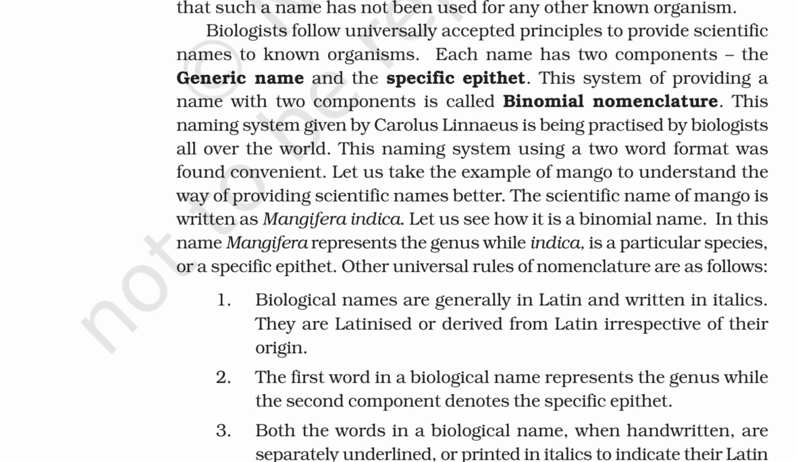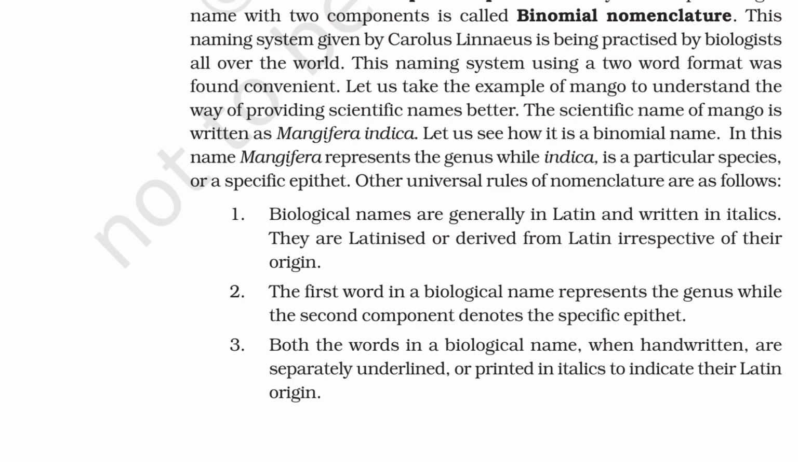So other universal rules of nomenclature are as follows. First, biological names are generally in Latin and written in italics. So they are Latinized or derived from Latin irrespective of their origin.